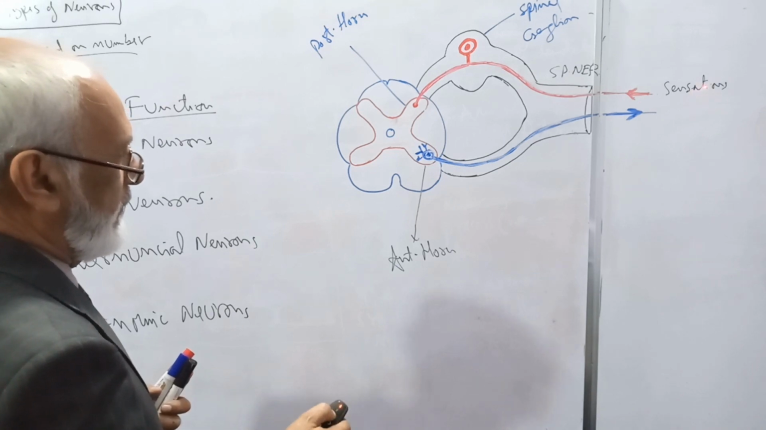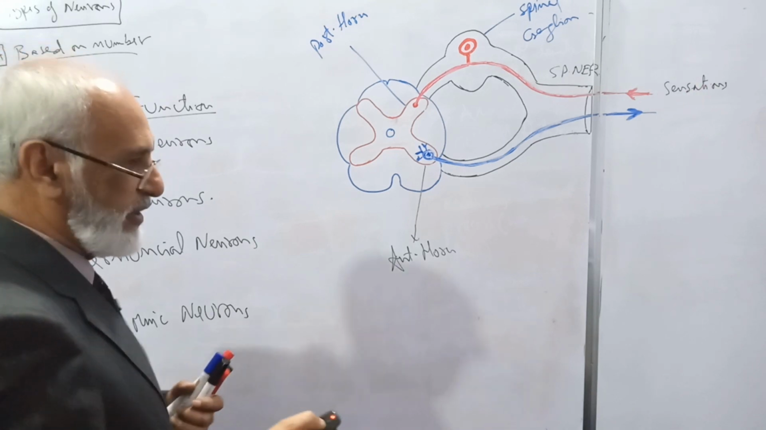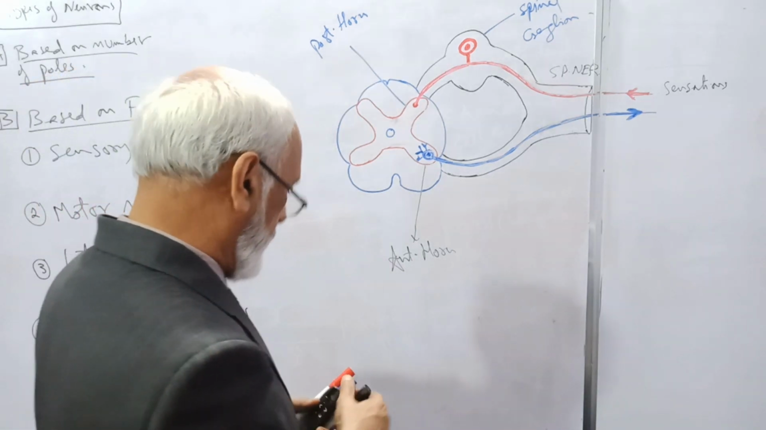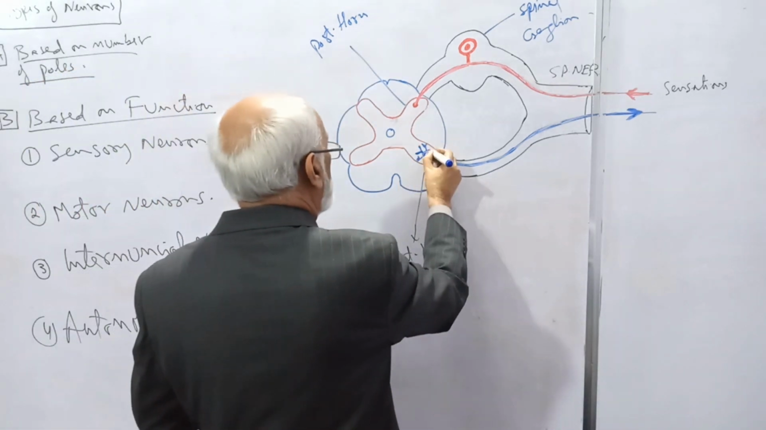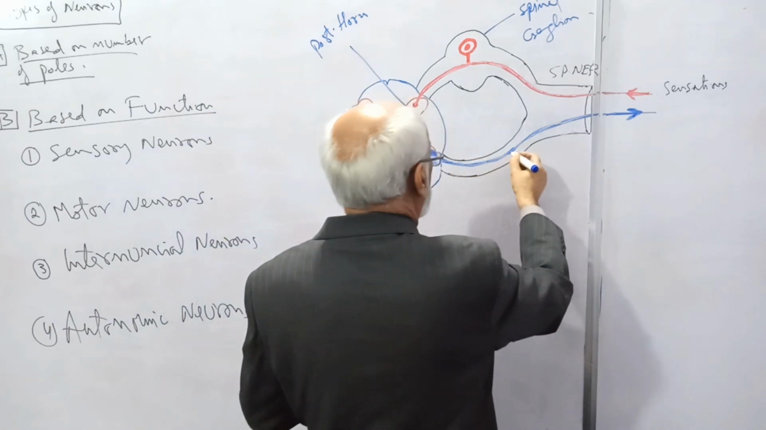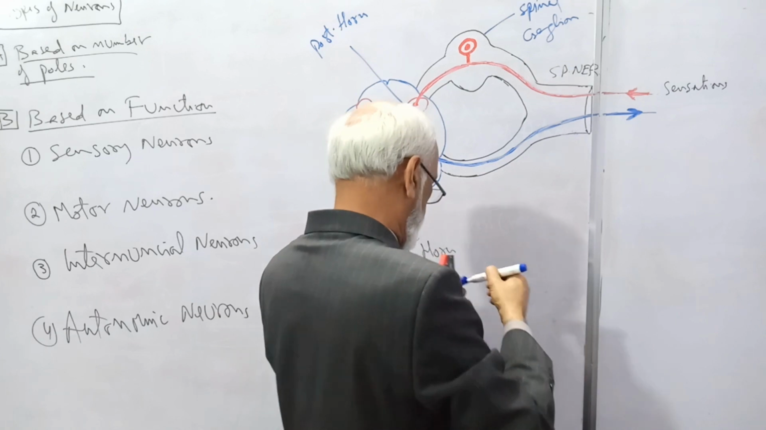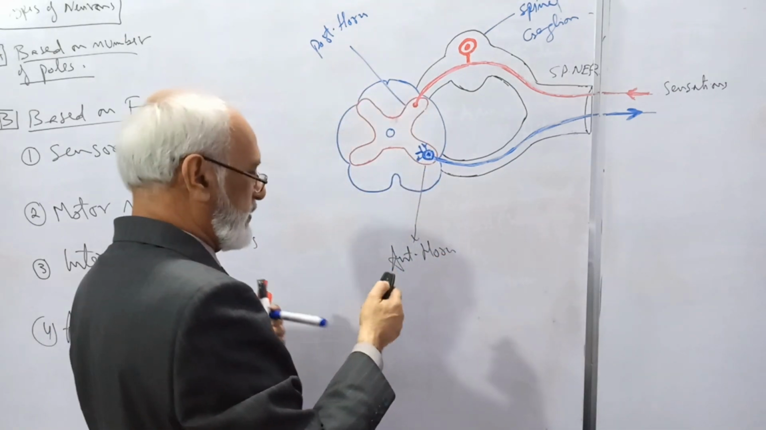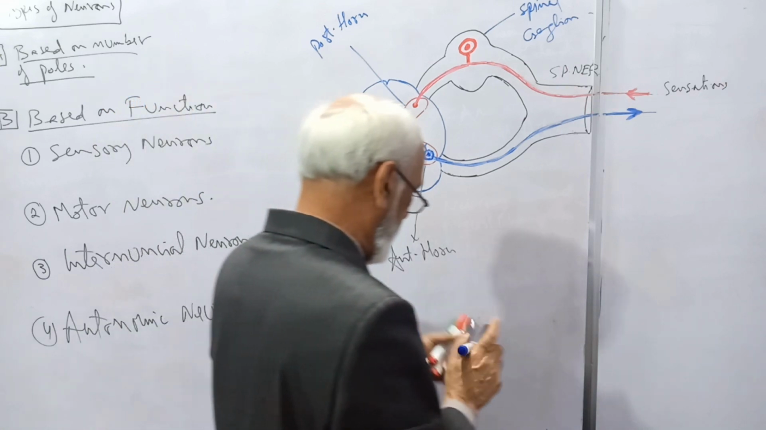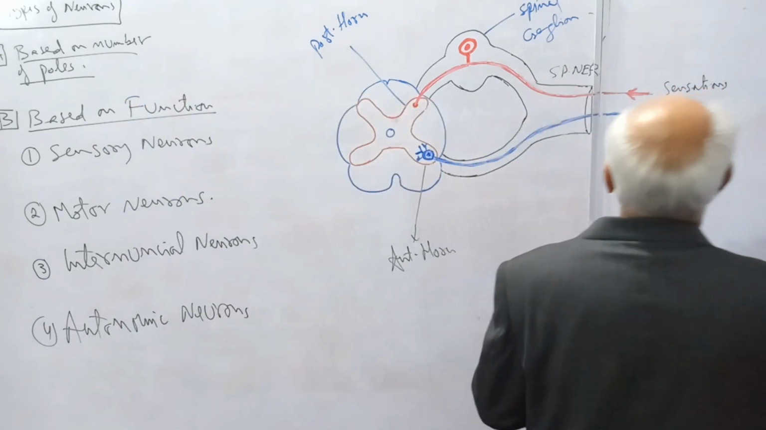Then the body performs motor activity, muscles contract, the limbs, etc., they move. So these impulses are carried by these neurons which pass through the ventral root. The axons of these neurons pass to the ventral root, spinal nerve, and then supply the muscles, etc.